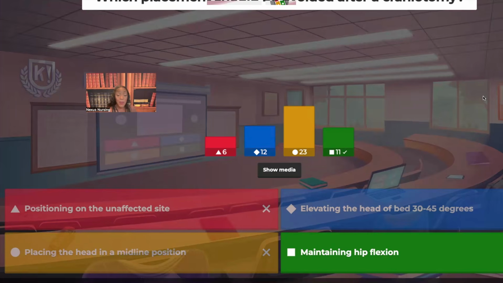Wow. So let's talk about this. 23 of you said after craniotomy, what you should not do under any circumstances is place the head midline. Okay, let's talk about this. The correct answer is maintain hip flexion. Only 11 of you guys chose that. So I'm going to walk you guys through this.